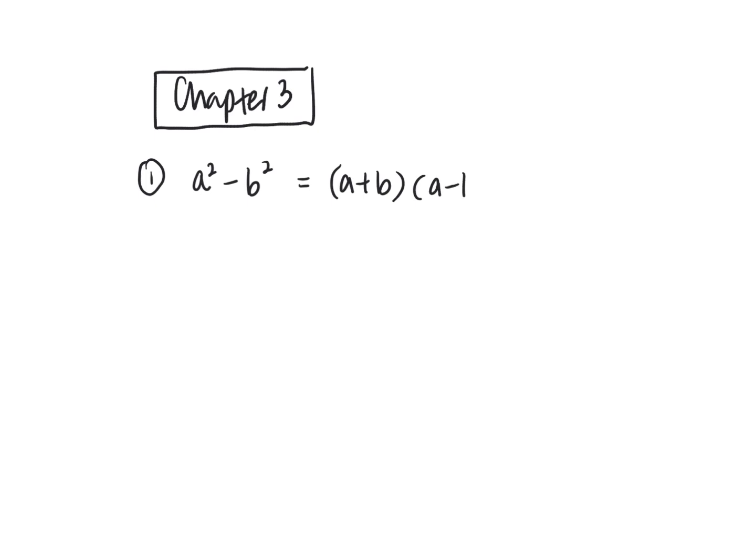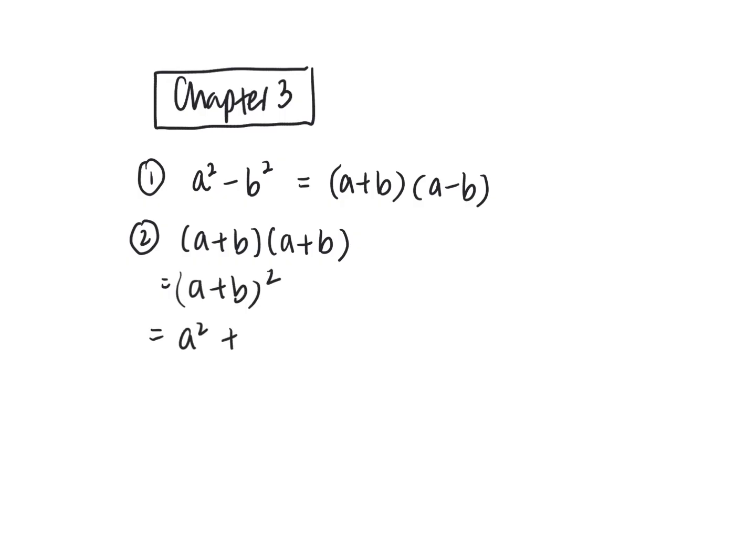A minus B. This one you must remember. Second one, oh, it's in your bag all along. Okay, second one is where you have both of it, the same sign, right? Then we will write it as A plus B square, which is A square plus 2AB plus B square.